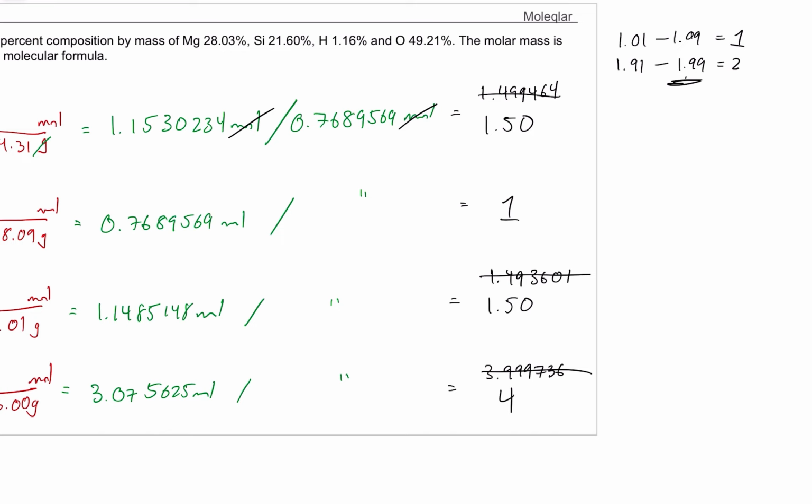Now, whenever we have these decimals, we can't simply just round them. We're going to have to multiply by a factor in order to get them into a whole number. Now, if you want to turn 0.5 into a whole number, all we have to do is multiply by a factor of 2. But what we do to one, we must do to the others. And so we're going to multiply all these values by 2. And what we get is 3 here, 2 here, 3 here, and 8 here. And now we have found the subscripts for our empirical formula.